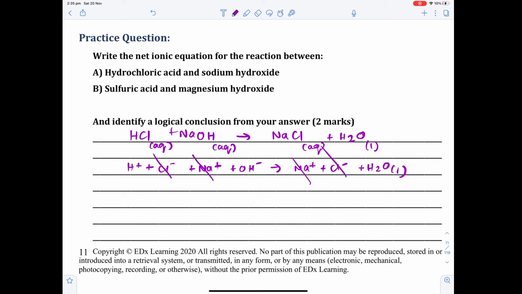Now, what did you all get for the net ionic equation? I'm going to give you one more go to do it for the second reaction. To do it correctly this time.